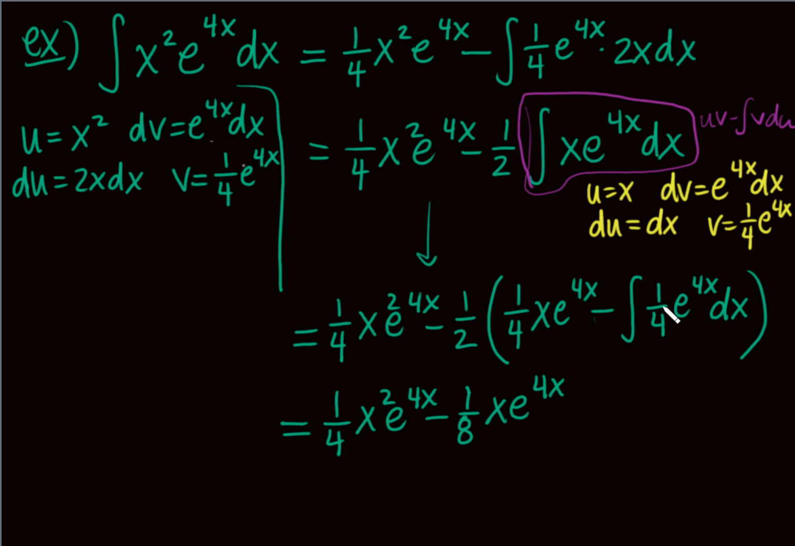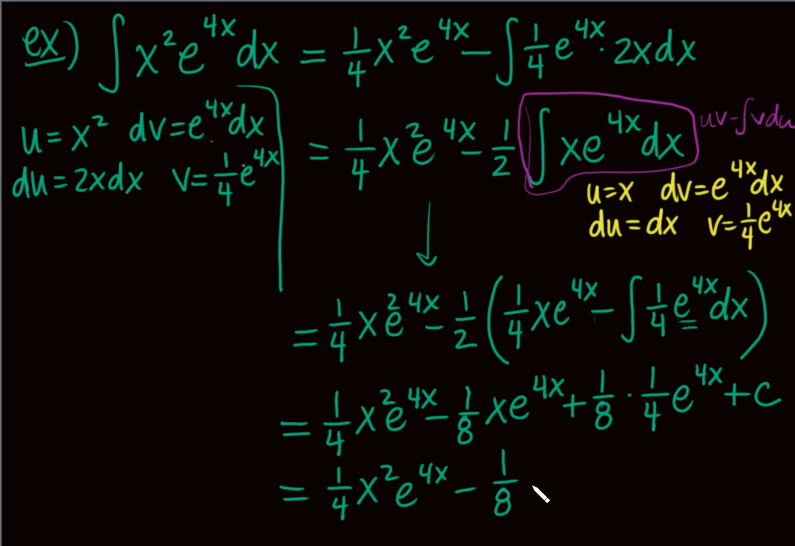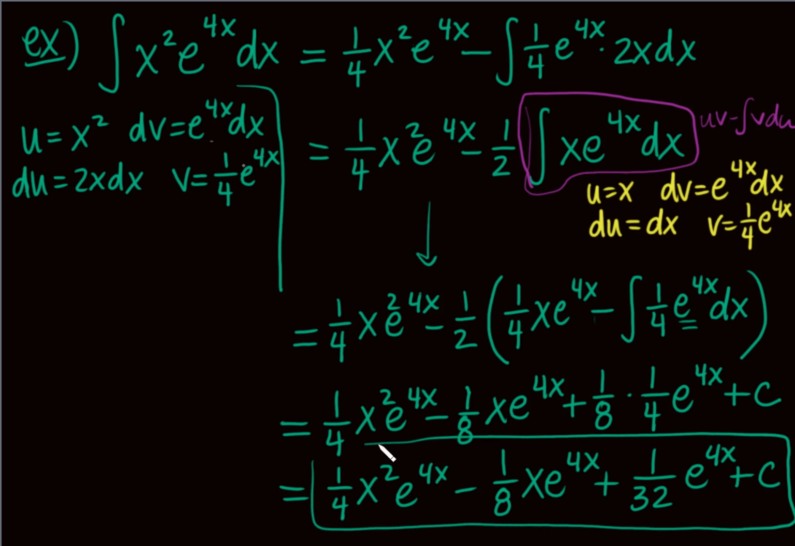And then I have a negative 1/2 times a negative 1/4, right, which would be a positive 1/8, times the antiderivative of this e to the 4x, which is 1/4 e to the 4x, all plus c. And so what is my final answer? 1/4 x squared e to the 4x minus 1/8 x e to the 4x plus 1/32 e to the 4x plus c. Obviously. Not obviously, not at all. And again, I'll leave it to you to check that on your own.